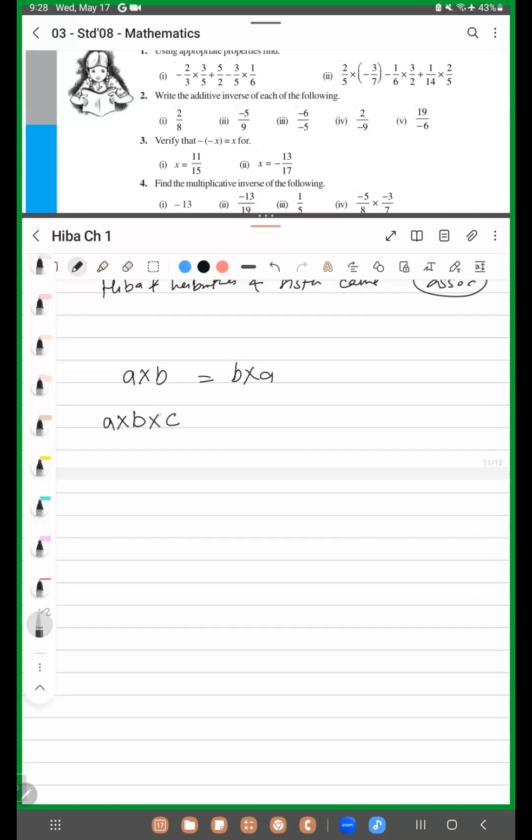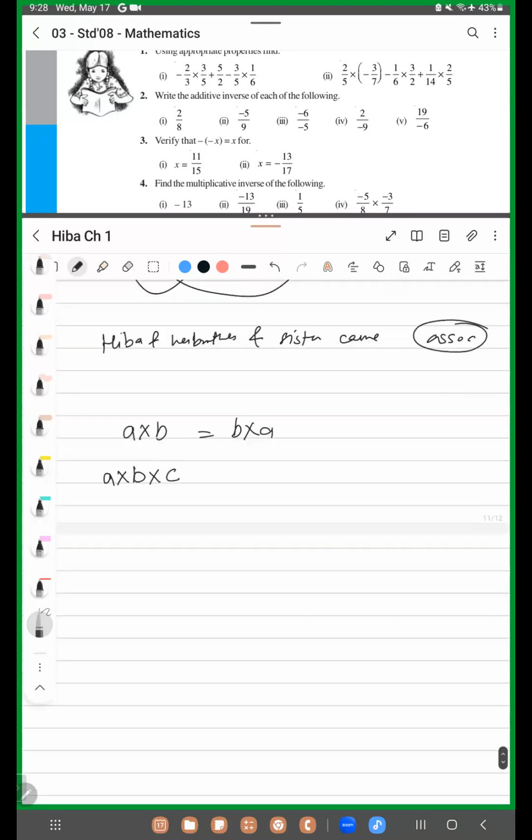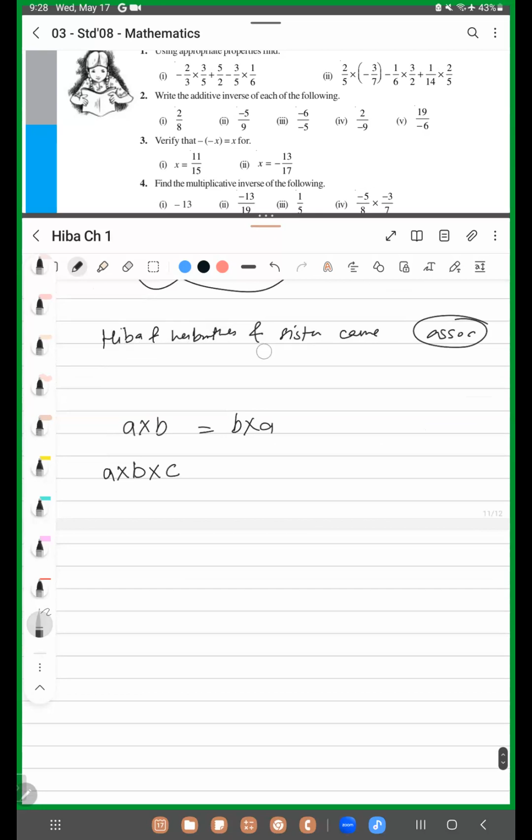See, let me give you an example like this one only. Okay. यहाँ पे हमने क्या किया था? I said Hiba's brother and sister came, and Hiba also came. But या फिर I say, हाँ, isn't commutative property when there are only two numbers? हाँ, this is associative that we were talking about.